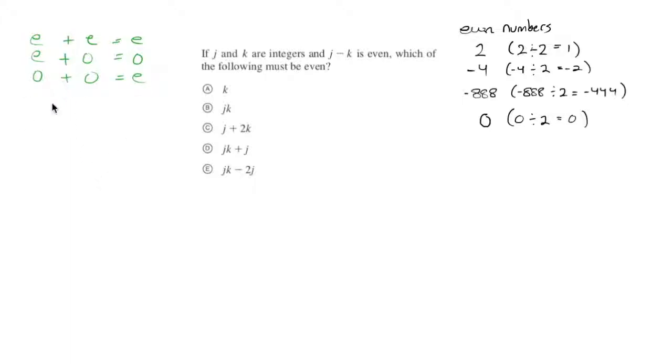Another set of rules that might be helpful for this problem is that an even number times an even number is always an even number, an even number times an odd number is always an even number, and only in the case of an odd number times an odd number do you get an odd number.